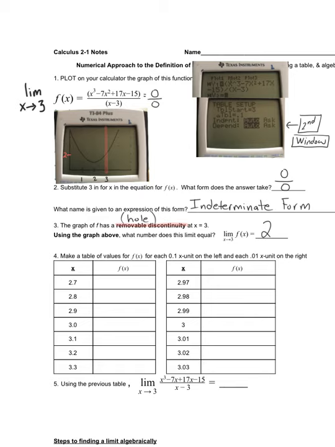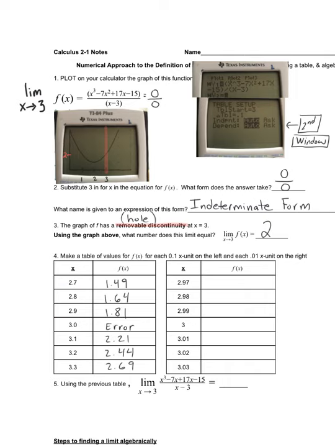You're going to go right up to here. You're going to hit second window. We're going to start our table at 3. That's what we're approaching. And we're going to go in smaller increments. Delta stands for change in. So this is increments of 0.1. So it's going to look like this.